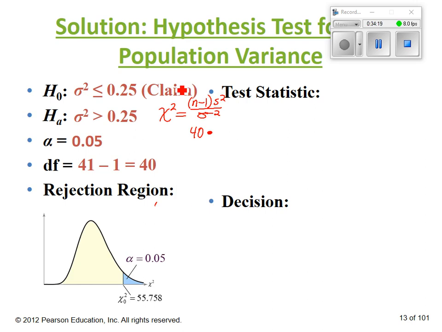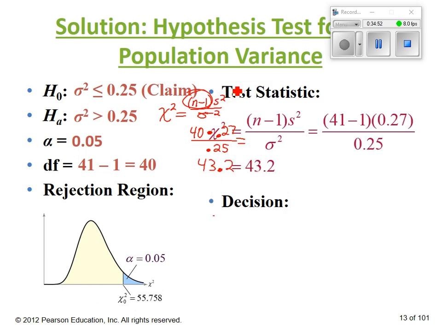What was it, like 0.27, I think, wasn't it? And their claim was 0.25. So we're just going to plug that in. Now this is a lot easier this time, especially if you do the n minus 1 in your head. Because all you're going to do is multiply these two together, then hit divided by 0.25, and that should give you your answer. So it's 40 times 0.27 and then divided by 0.25. 43.2. Let's see if that's right. Yep.